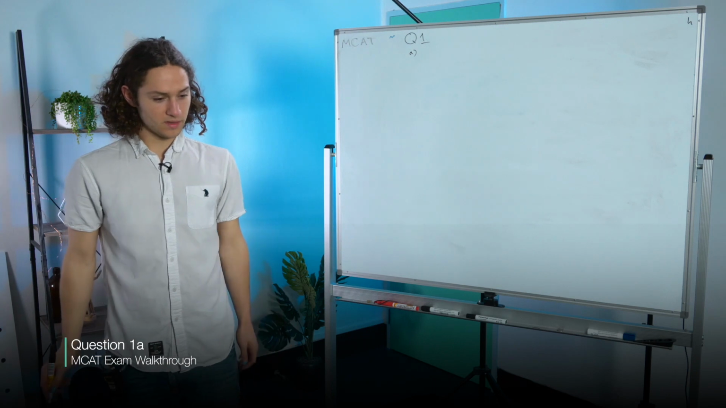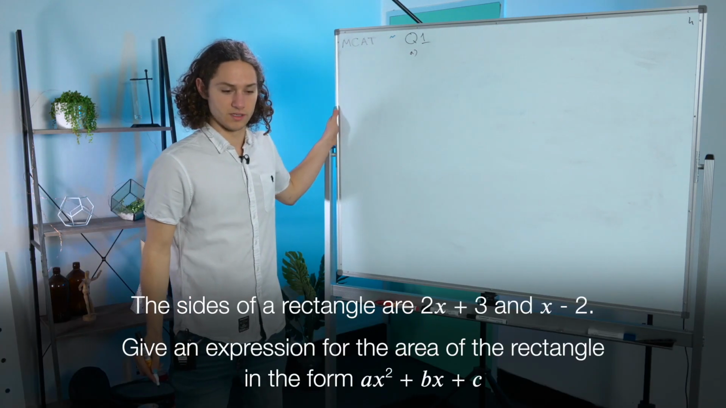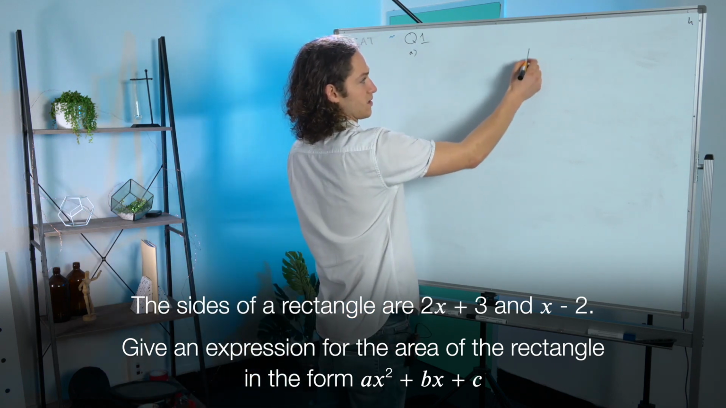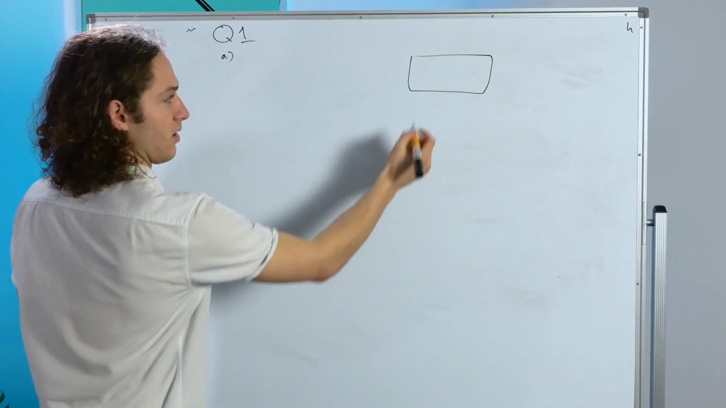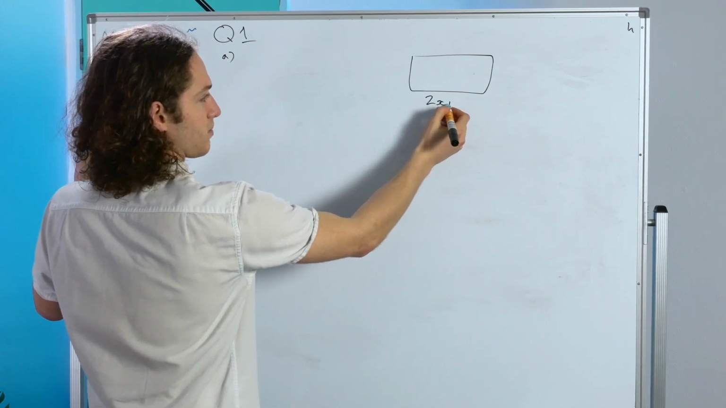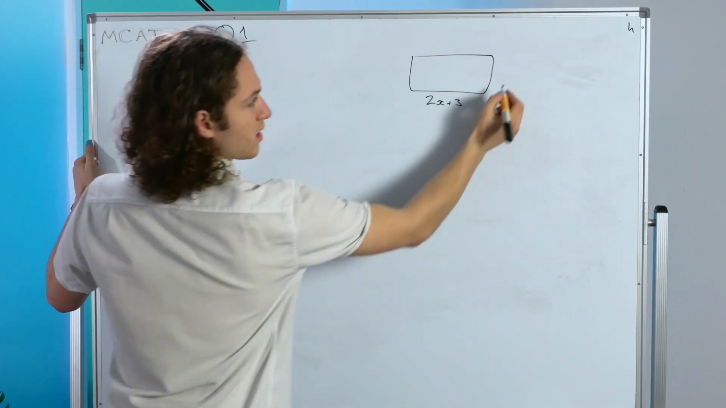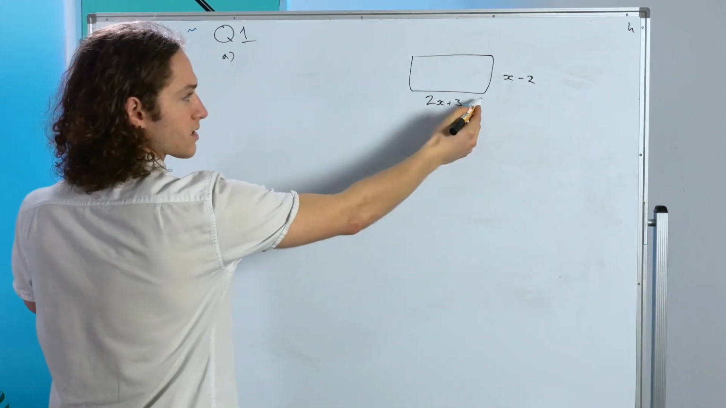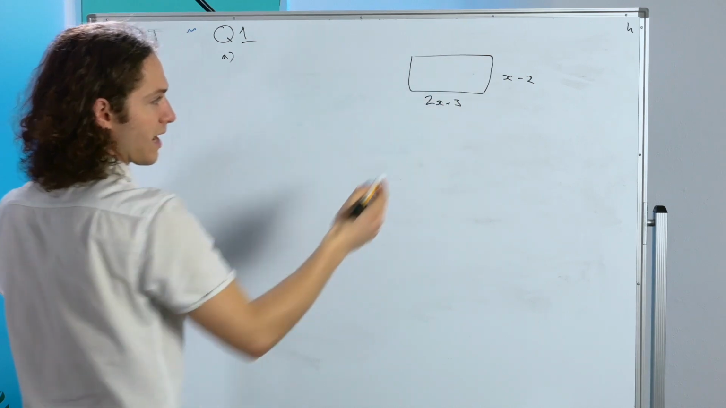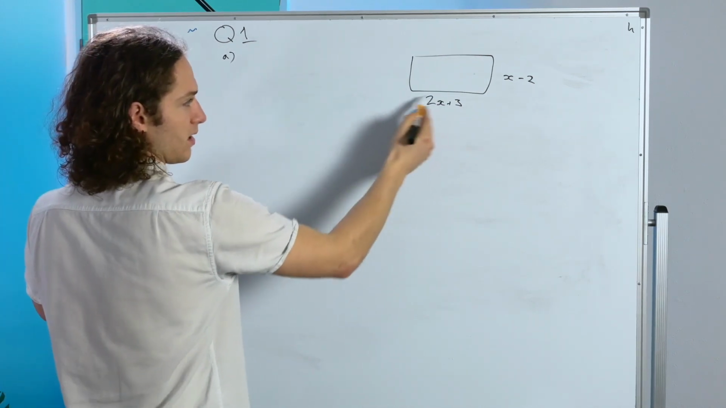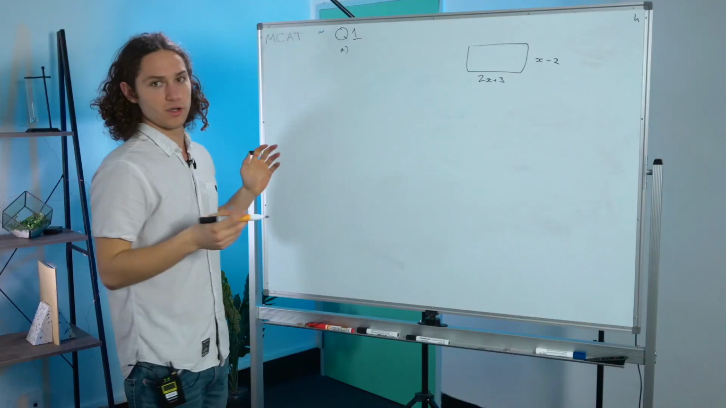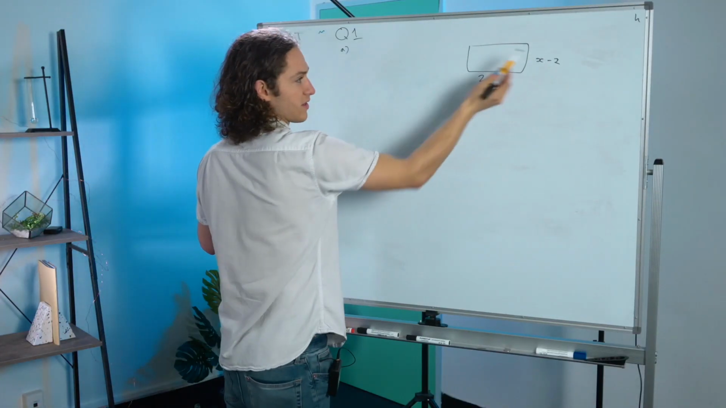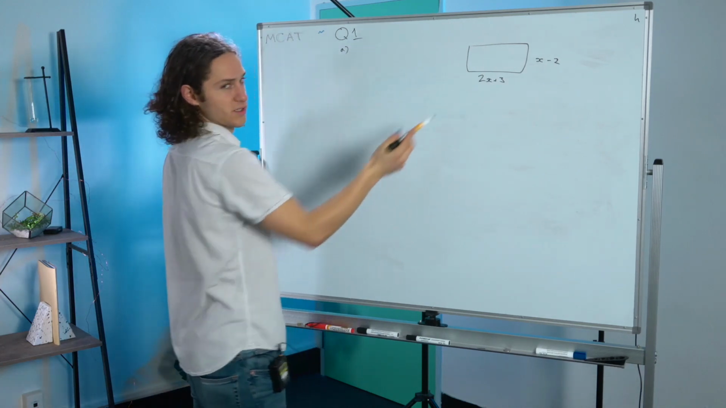Question A. The sides of a rectangle are 2x plus 3 and x minus 2. So I'm actually going to draw this because I find that a lot easier. So 2x plus 3, x minus 2. Now we know that a rectangle is one longer side and one shorter side. And this number is pretty much always, well, for all positive numbers, going to be larger than this side, so we know that this is true.